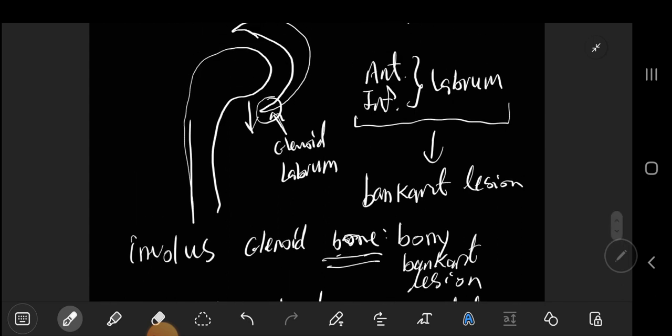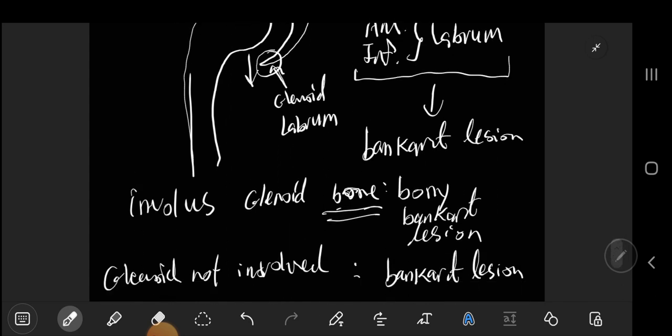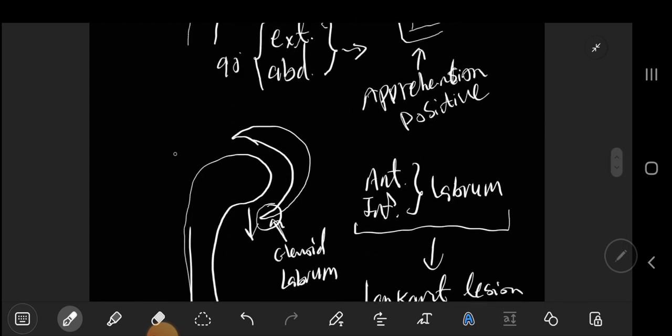Usually, when there is a Bankart lesion, when there is anterior dislocation, the posterior part of the humerus also gets, for example, something like a compression fracture. And what's the name for this? The name is Hill-Sachs lesion. And this is also very, very common in anterior shoulder dislocation, Hill-Sachs lesions.